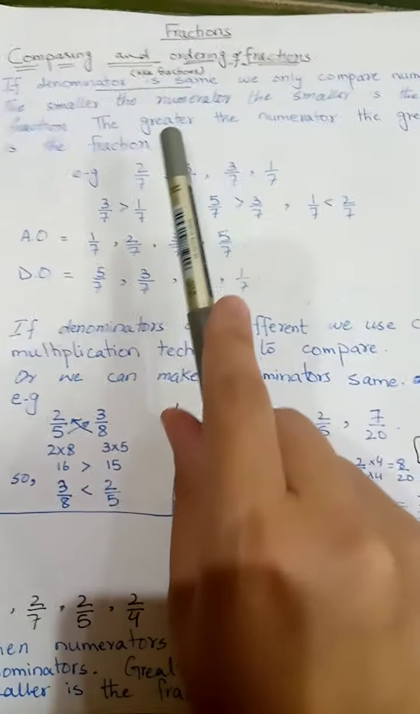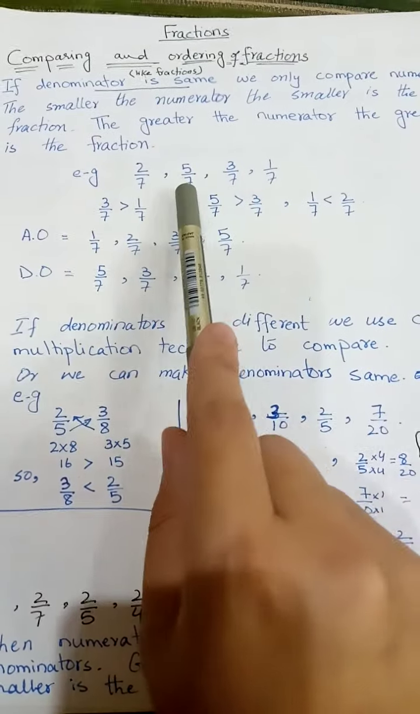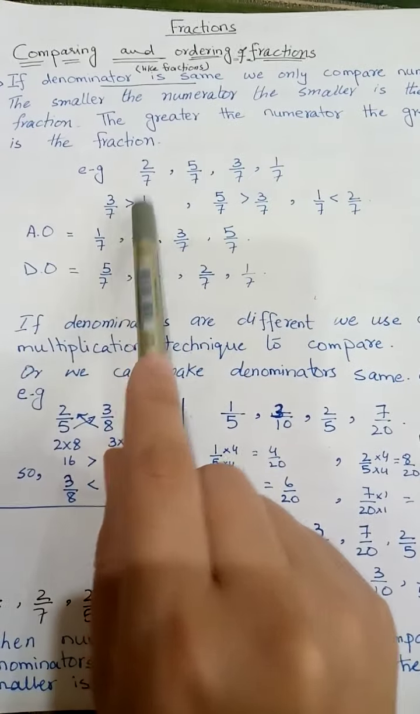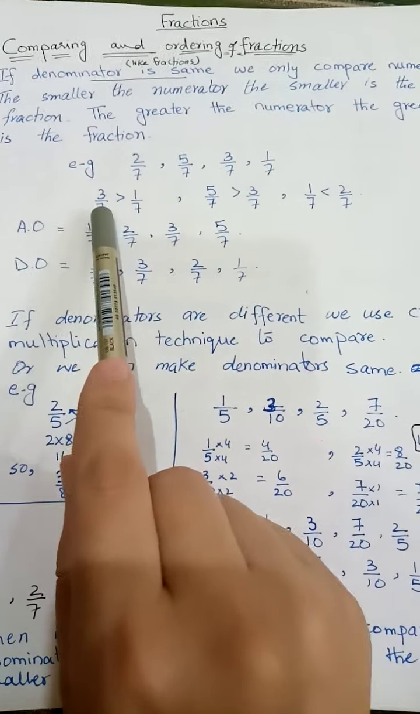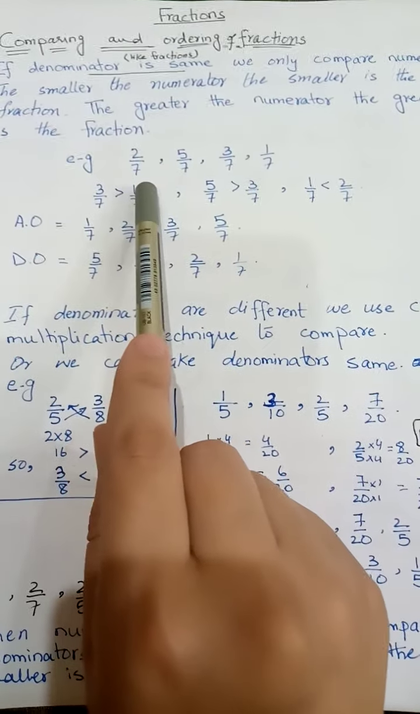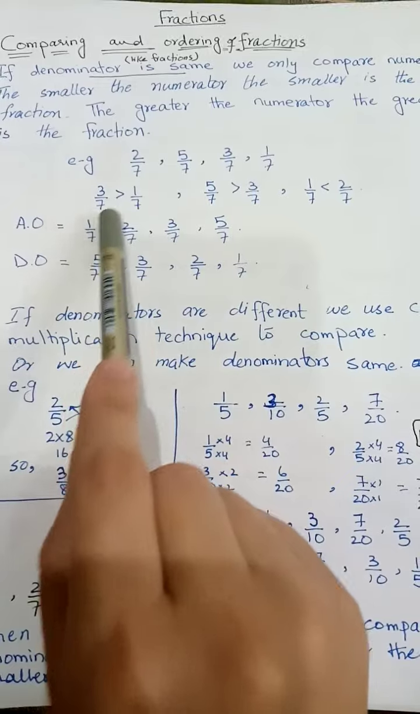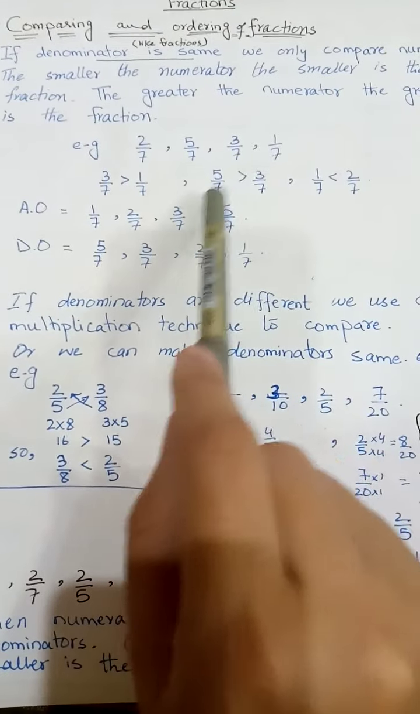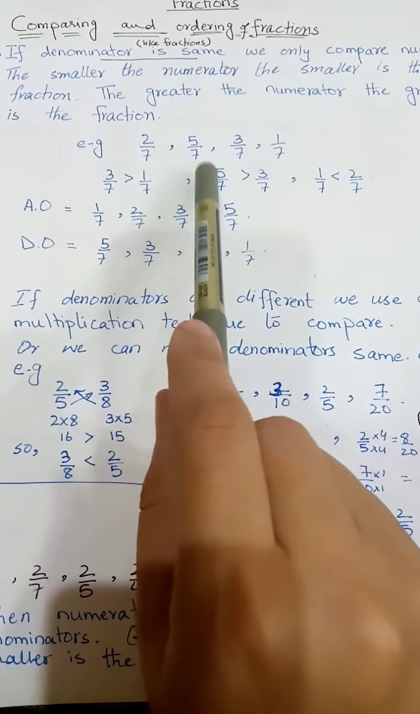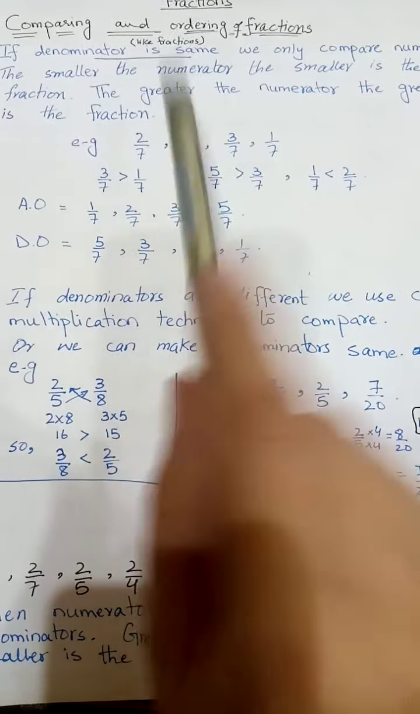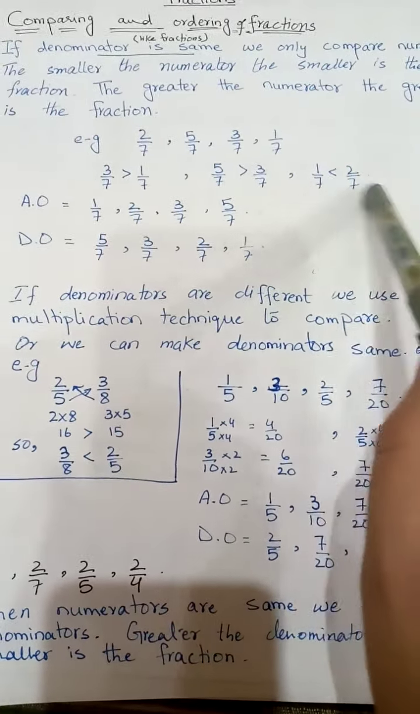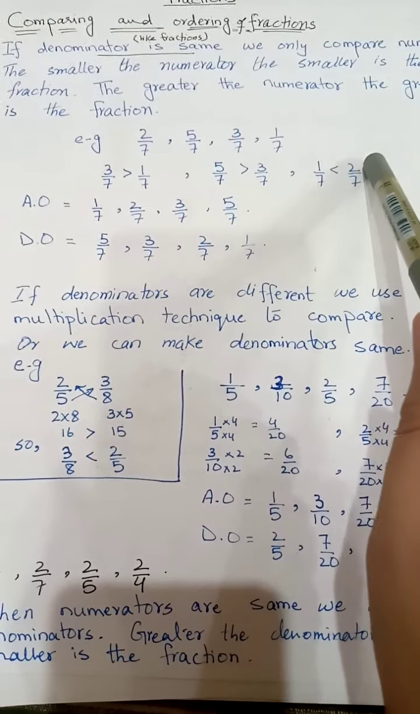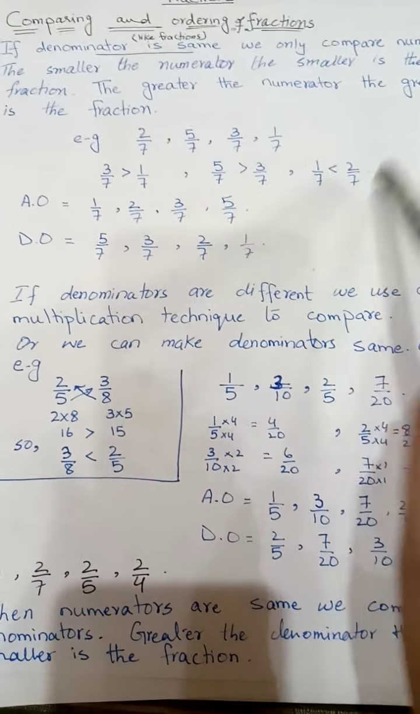For example, we have 2/7, 5/7, 3/7, 1/7. So 3/7 is greater than 1/7 because the denominator is the same, and we compare the numerators. Greater the numerator, greater is the fraction. Again, 5/7 and 3/7: as the numerator is greater, this fraction is greater. 1/7 and 2/7 both have the same denominator, so we compare only the numerators. 2 is greater, so this fraction is greater.